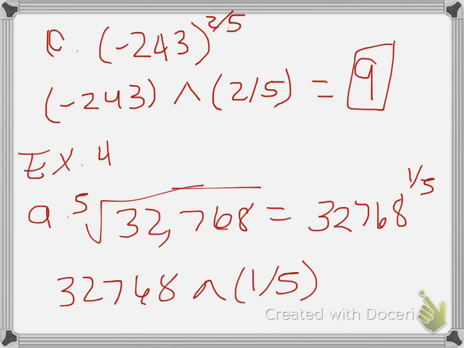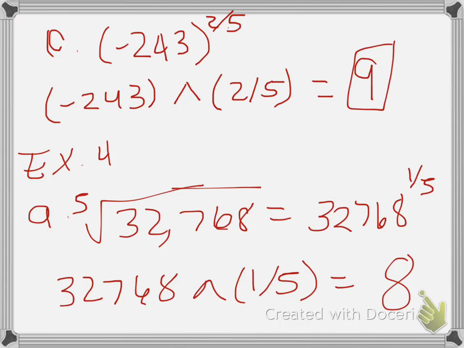B and D are the same. Yes, we didn't do D in example 3 because it was the same thing. So when you put this into the calculator, what do we get? Anybody? 8. Thank you. 8. That's your answer.